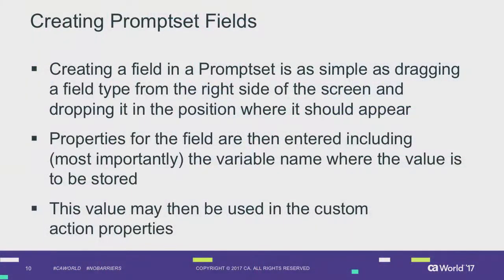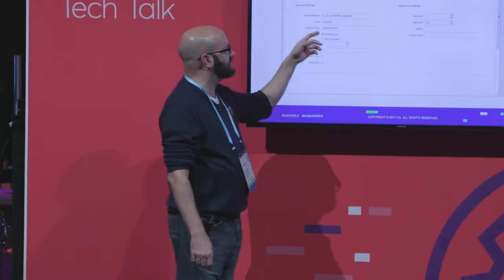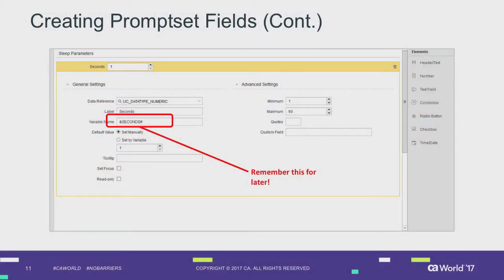Creating a prompt set in the field, and I believe the next slide has a screenshot of this, is really just a simple matter of saying, okay, here are the types of fields I can use, a text field, a spin button. I'm literally going to drag that into a list. It's going to show me top down all of the fields that I want to use to collect data from the user. And then I can specify the variable that I want to store that value in. So here I dragged the spin button.